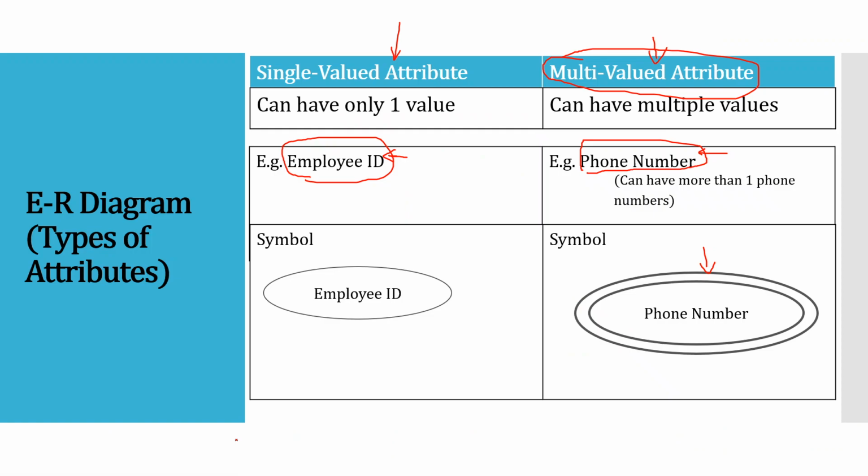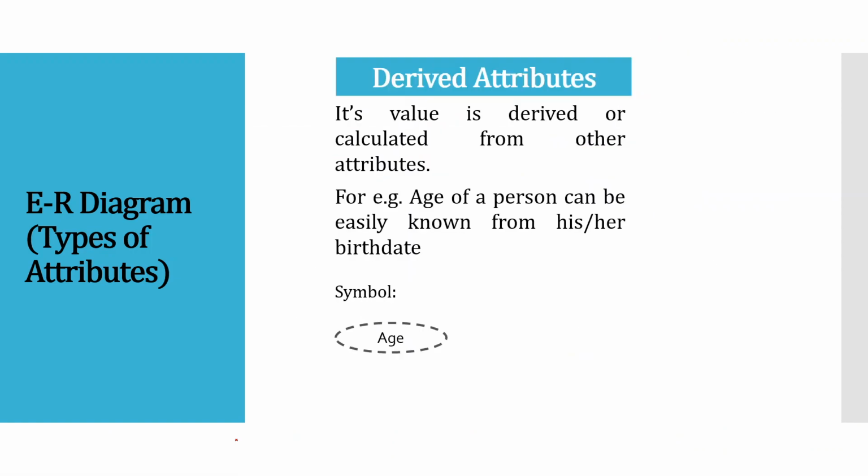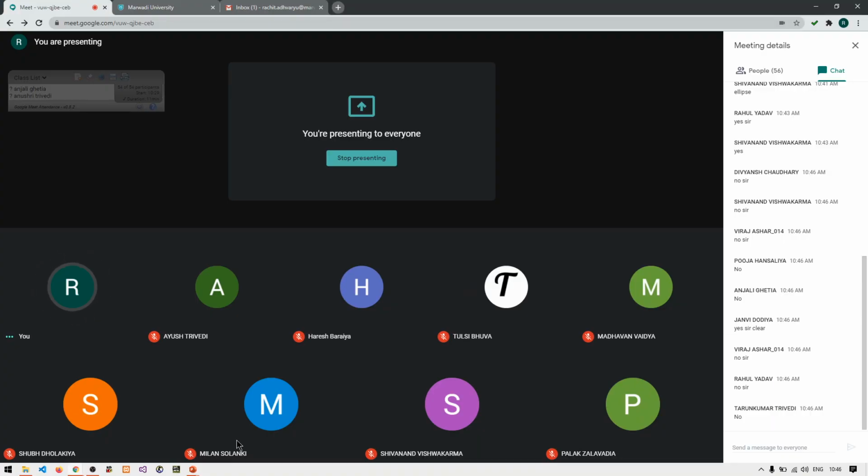Okay. The next type of attribute is the derived attribute. So what does the derived attribute mean? Derived attribute means that you can derive a value for that particular attribute from some other attribute. So what does this mean? I can derive a value of an attribute from the existing attribute. Can you tell me what you mean by this? You can derive the value for an attribute from some other attribute's value. Any guesses? What do you mean by this?